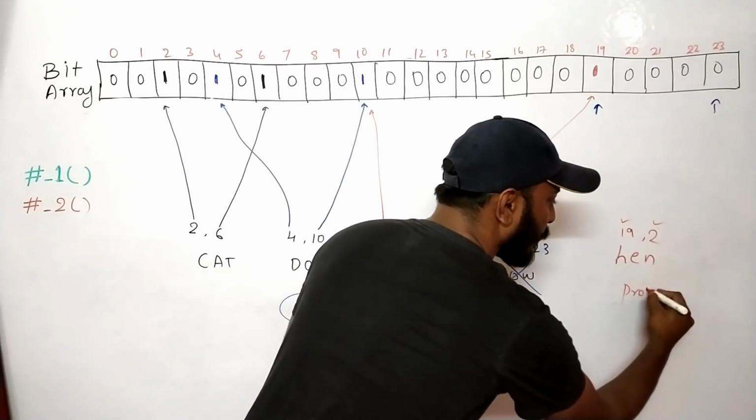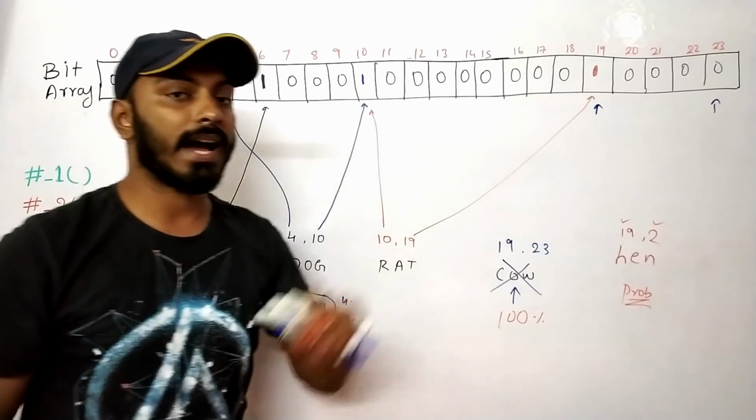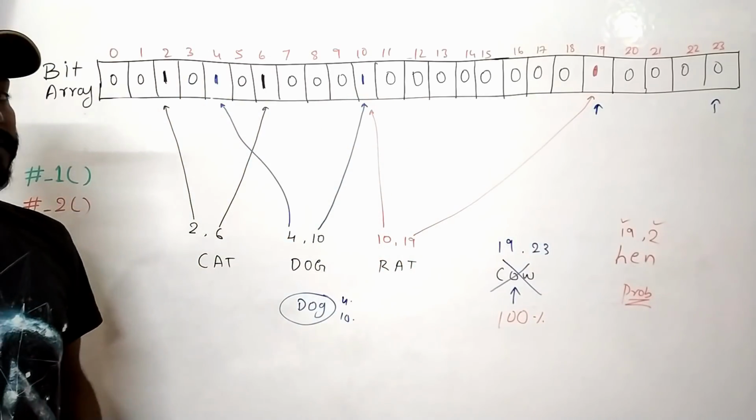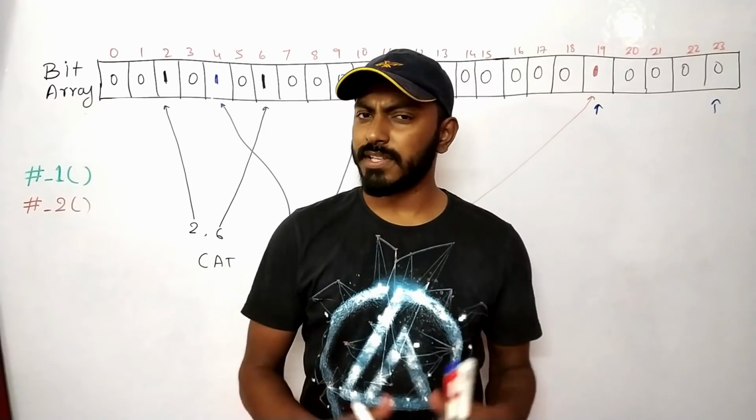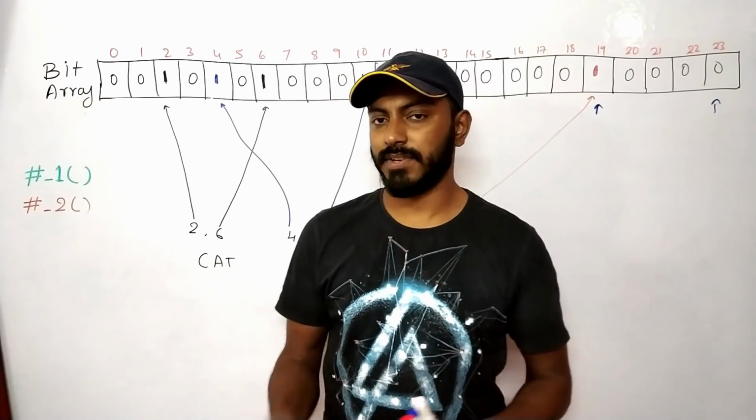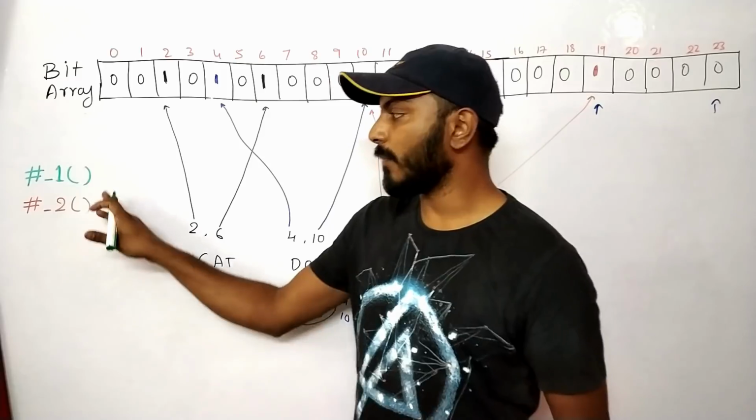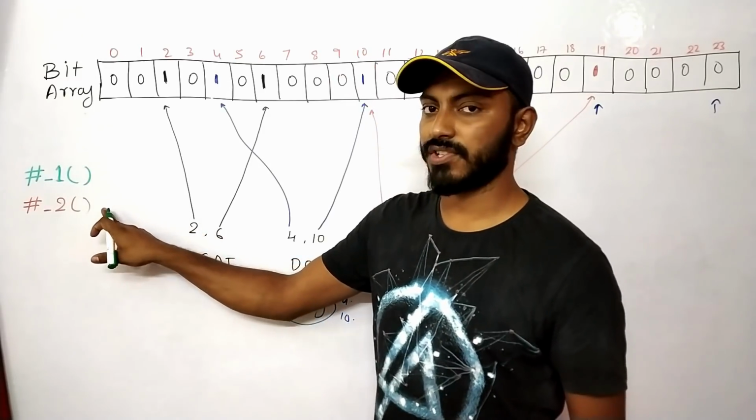We are saying probably this guy might be present in the Bloom filter. Now, what is the time complexity? How do we calculate it? So we took how many hash functions? We took only 2 hash functions.